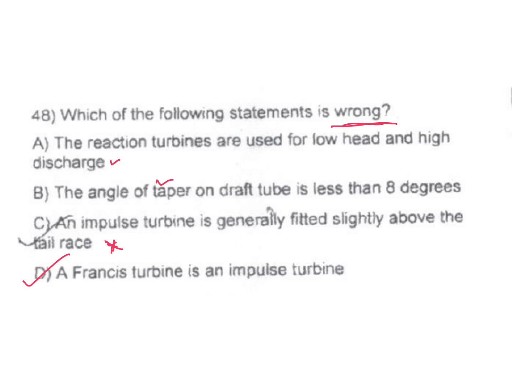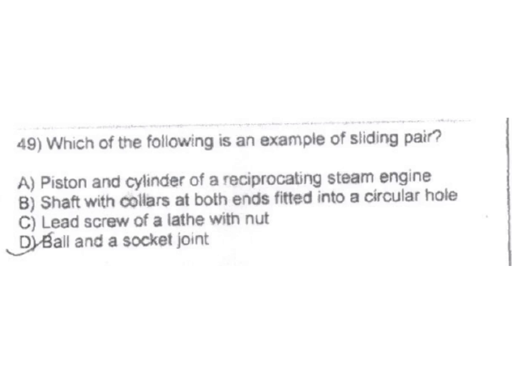Question is, which of the following is an example of sliding pair? A. Piston and cylinder of a reciprocating steam engine. B. Shaft with collars at both ends fitted into a circular hole. C. Lead screw of a lathe with nut. D. Ball and socket joint. A is our answer, piston and cylinder of a reciprocating steam engine.